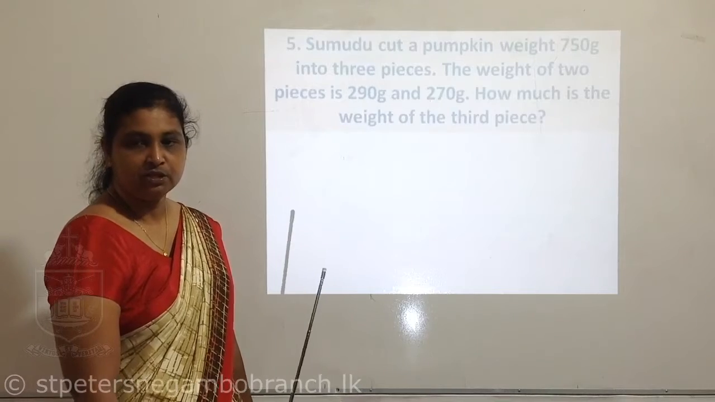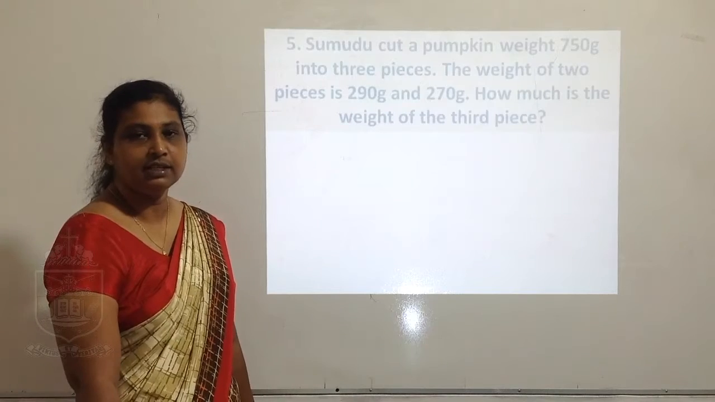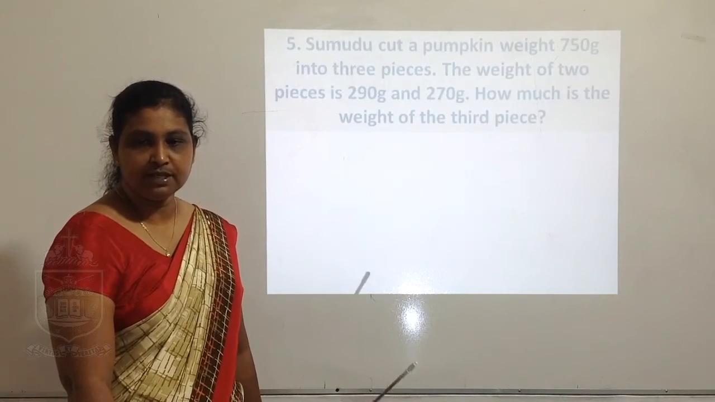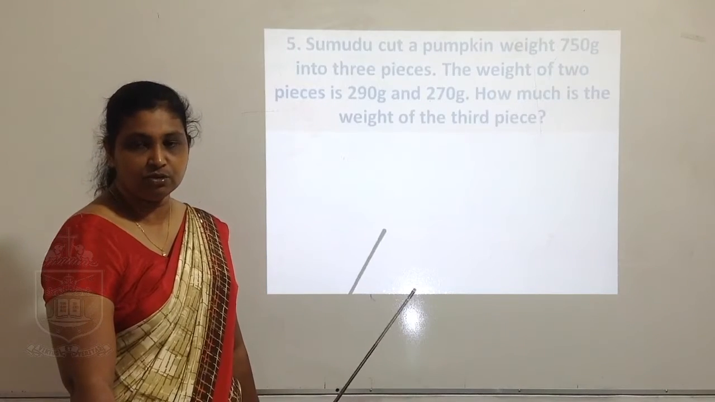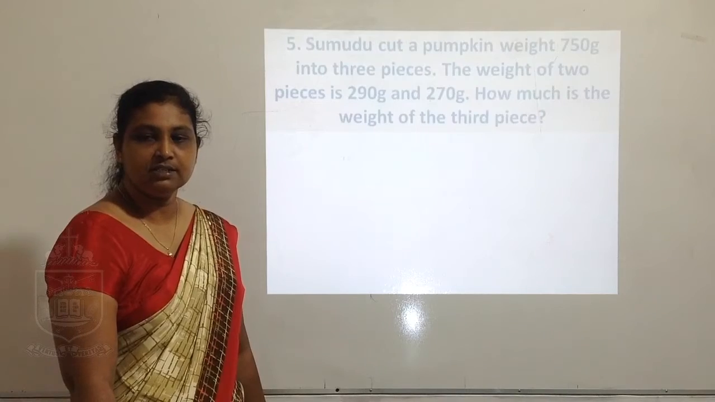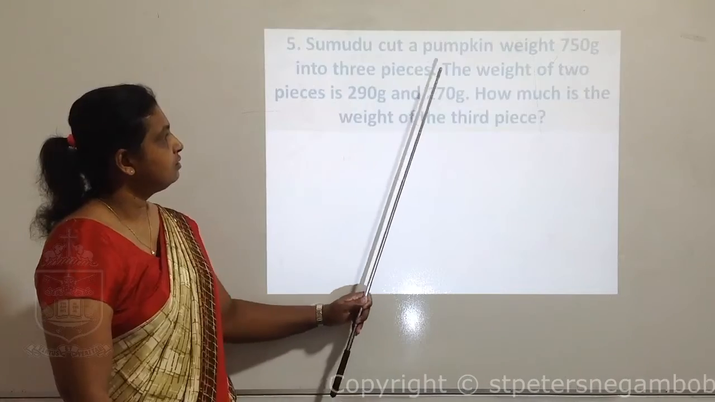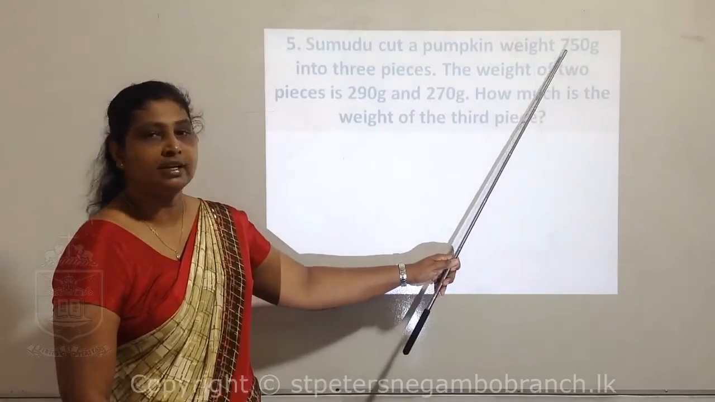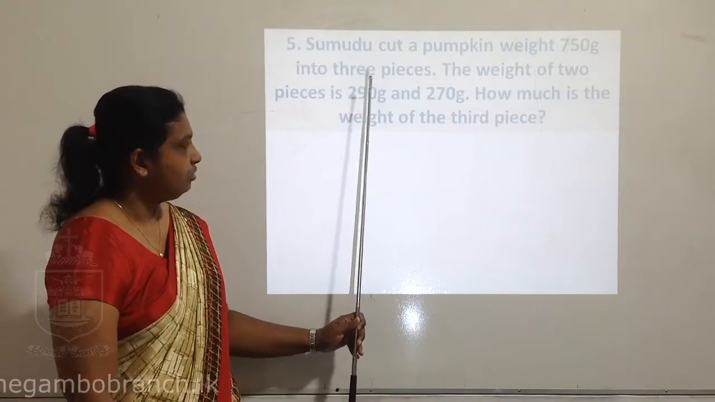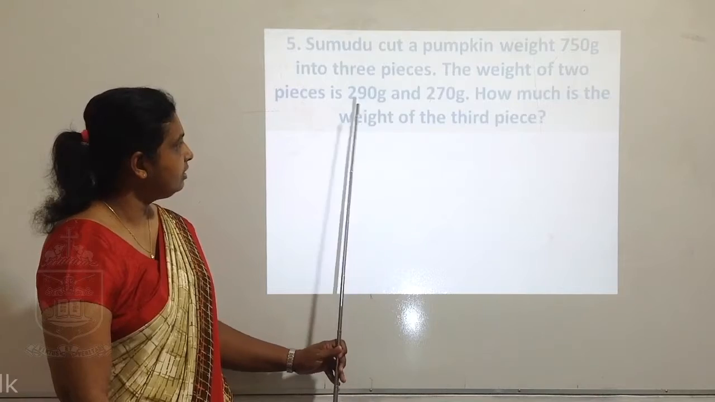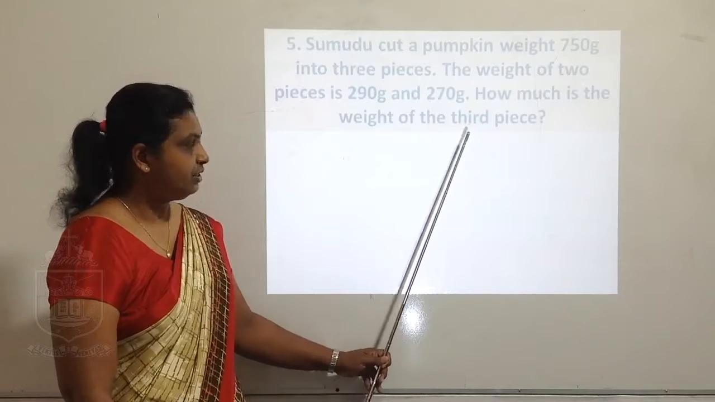Fifth one. Sumudu cut a pumpkin weighing 750 gram into 3 pieces. The weight of 2 pieces is 290 gram and 270 gram. How much is the weight of the third piece? Right. The total weight of the pumpkin is 750, and this pumpkin is cut into 3 pieces. The weights of 2 pieces are given, and you have to find the weight of the third piece.